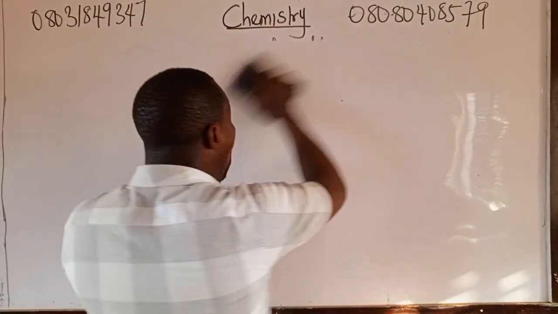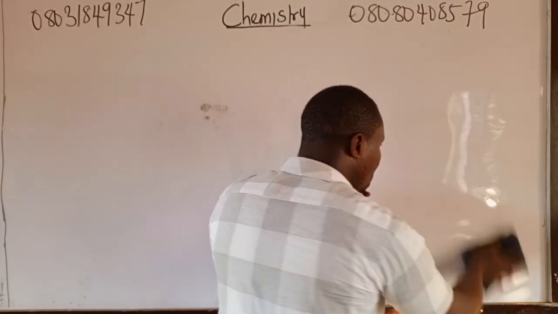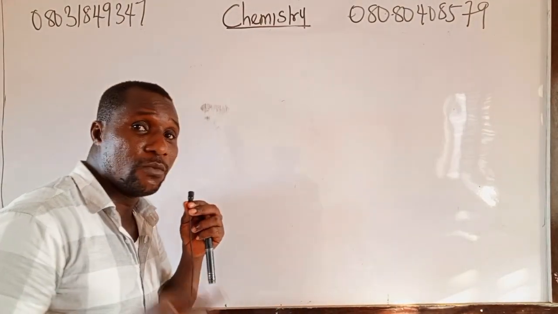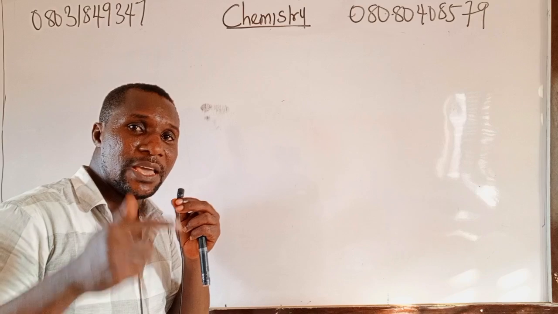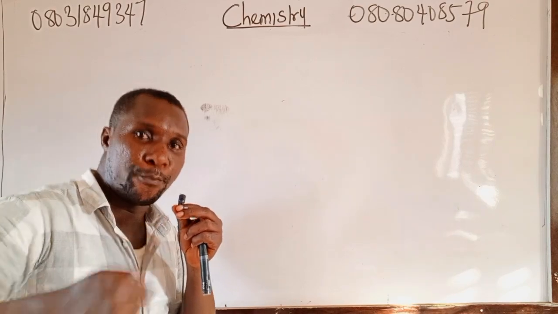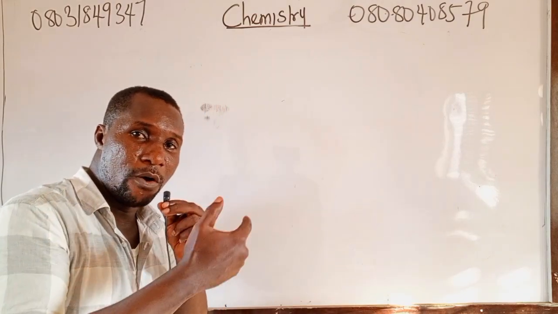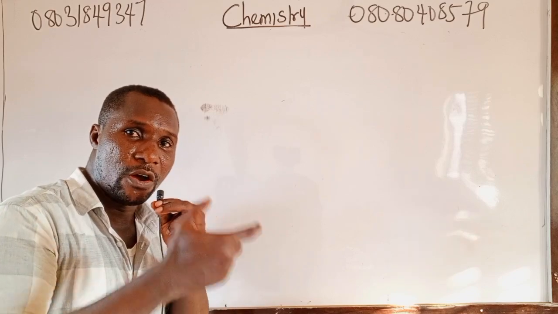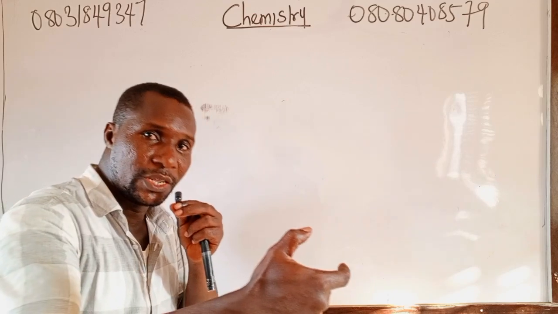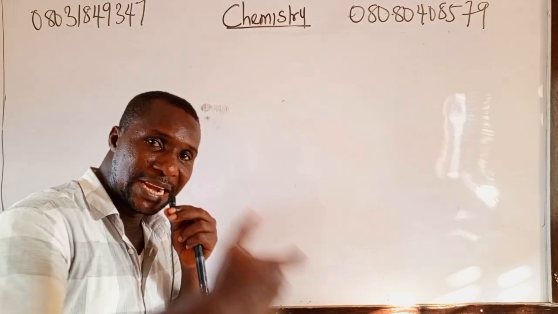The man that proposed the planetary model of the atom, whose idea was that? The idea of the planetary model of the atom belongs to Ernest Rutherford. But the man that proposed it is Bohr. Bohr proposed the planetary model of the atom.